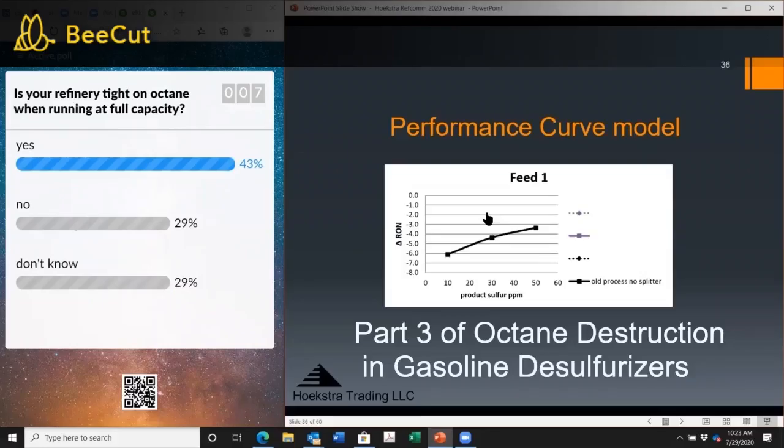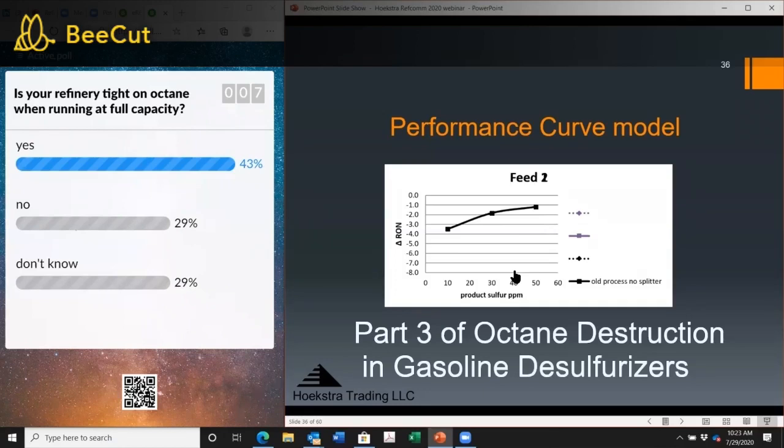Changing the olefin distribution from feed 1 to feed 2, which is a feed that is less vulnerable to octane loss. There it is. Feed 2 is much less vulnerable to octane loss. If you change crude or FCC operation, expect your performance curve to move.